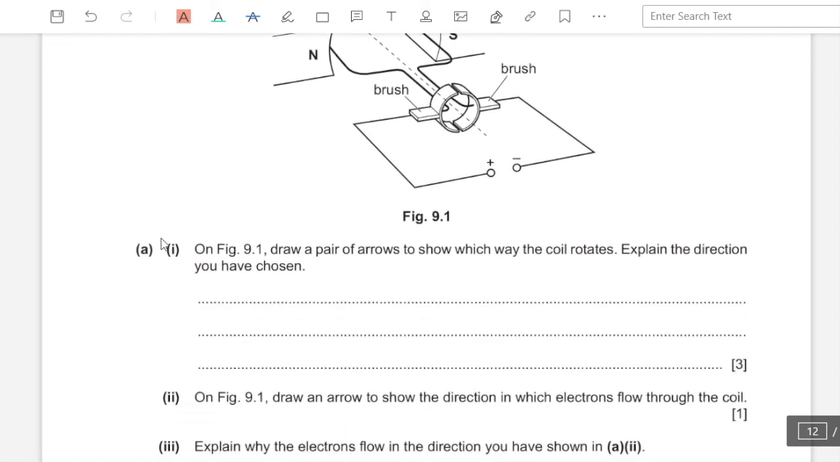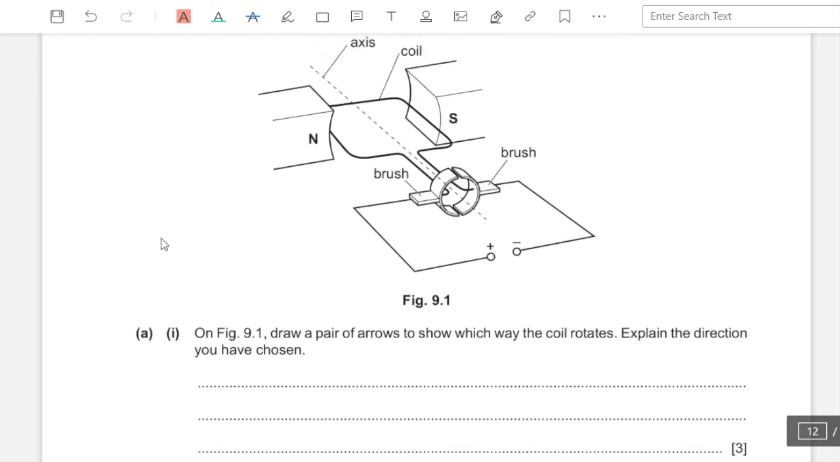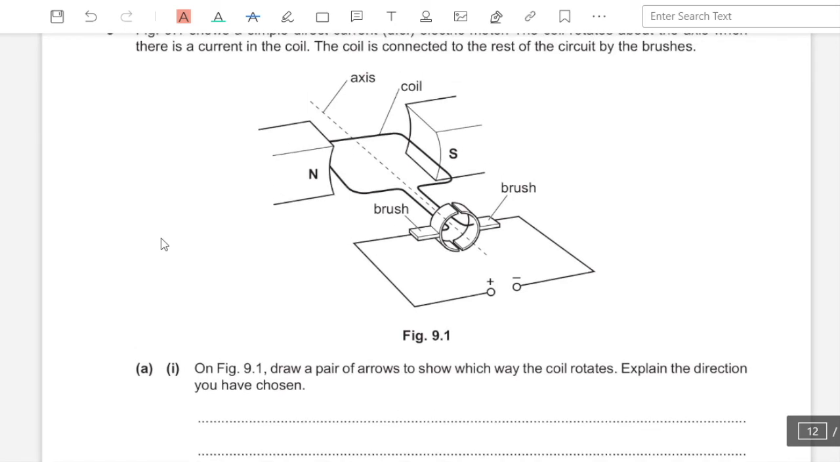On figure 9.1, draw a pair of arrows to show which way the coil rotates. Explain the direction you have chosen. So here we're supposed to be using Fleming's left-hand rule. As you can see, the pointer finger is supposed to be indicating the magnetic field, which is from left to right, north to south, and then the middle finger is supposed to be pointing the direction of conventional current.